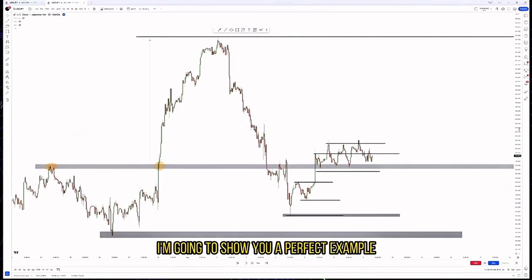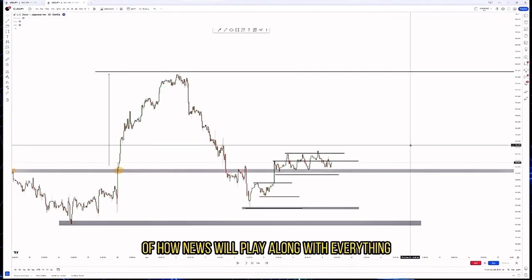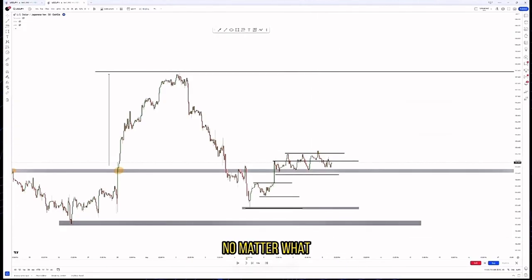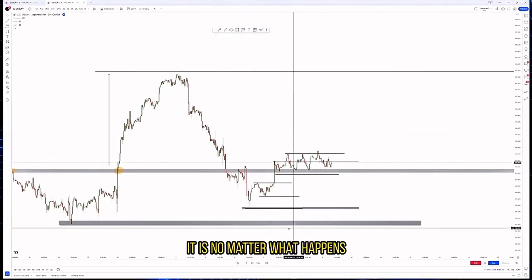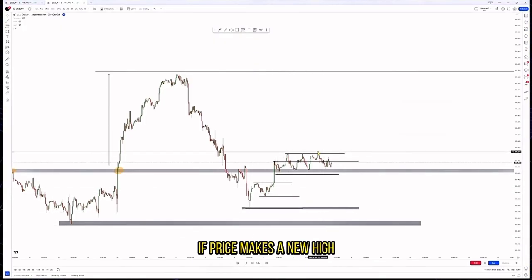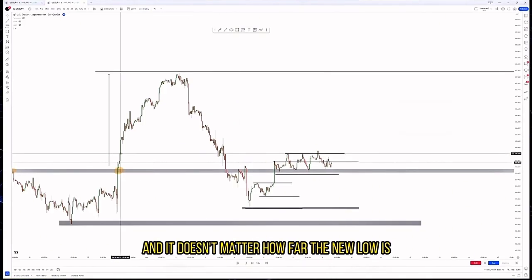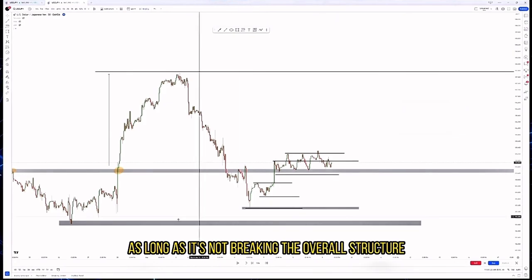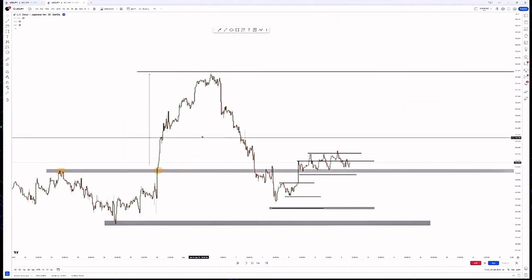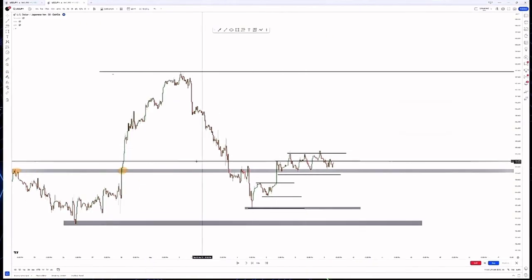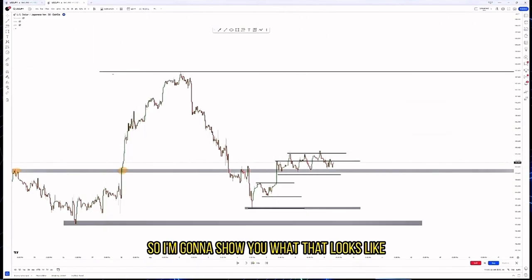Now, I'm going to show you a perfect example of how news will play along with everything and how highs and lows really matter. So after price makes a new high, it will make a new low. No matter what happens, if price makes a new high, it will make a new low, and it doesn't matter how far the new low is, as long as it's not breaking the overall structure. It doesn't matter how far it goes down. All right, so I'm going to show you what that looks like.